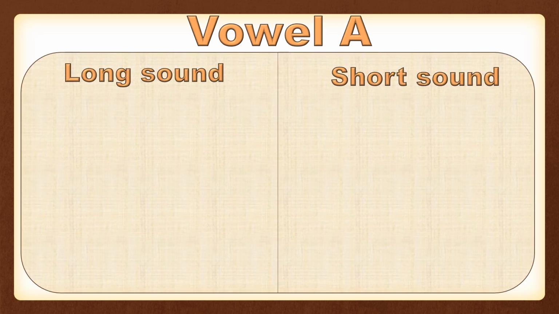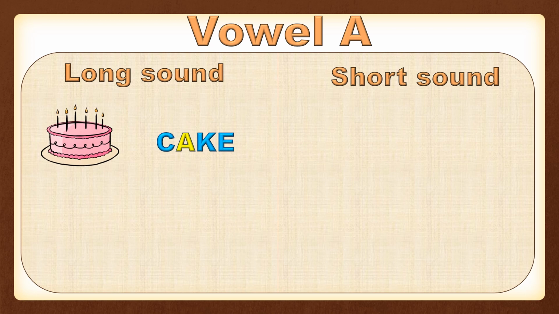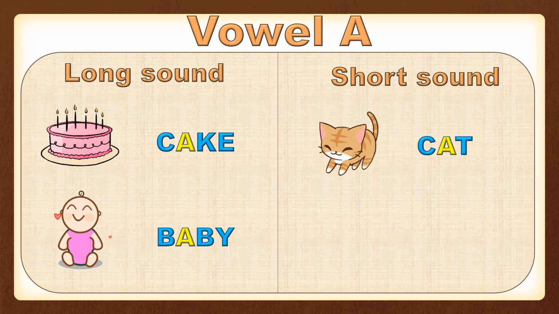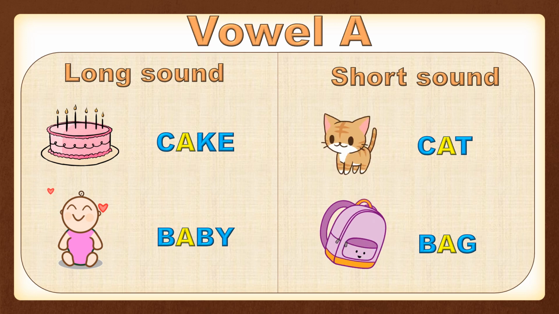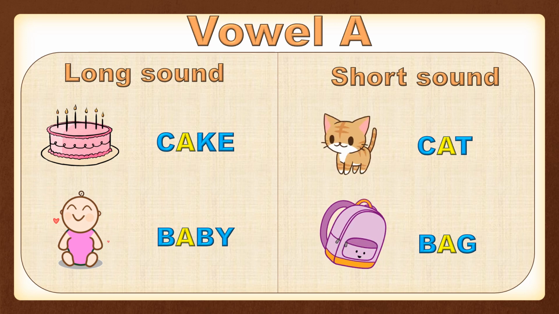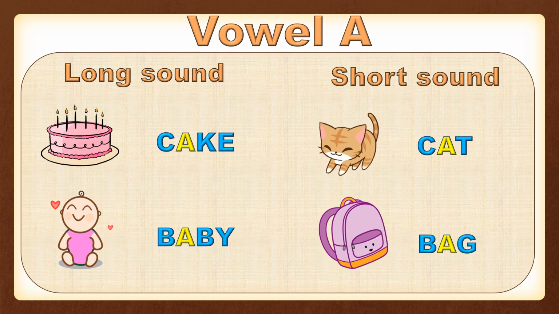Vowel A, long sound. Cake. See, when I said cake, I said A. Baby. Let's move to the short sound of A. Cat. So I said it A. Bag. The same way I said A. I hope you learned long and short sound of vowel A. Now I will move to the next vowel.